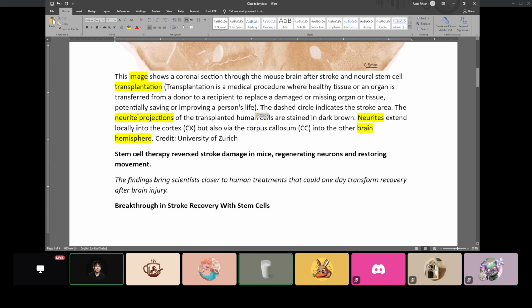I do not know about the word neurite projections. Does anybody know of this word? This is a new word for me as well. Anyone?